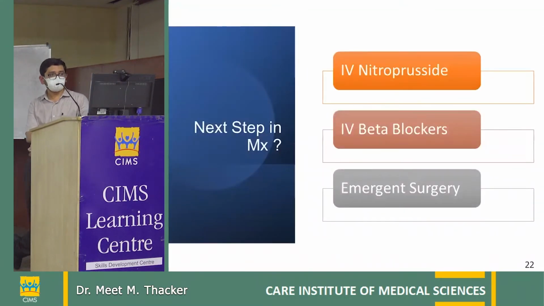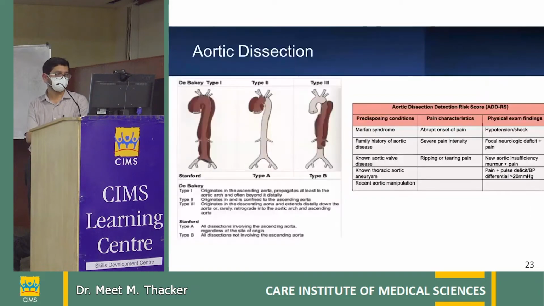So the next step in management would be IV nitroprusside or NTG, beta blockers, and the patient will need emergency surgery as the ascending aorta was involved and the patient had severe AR.